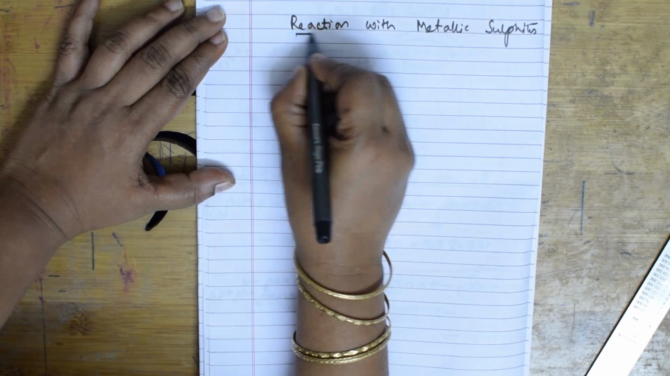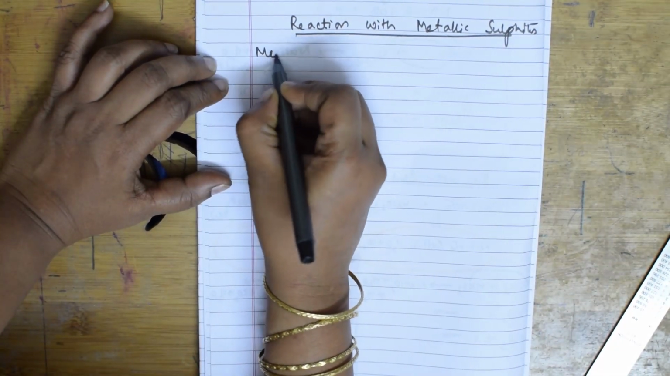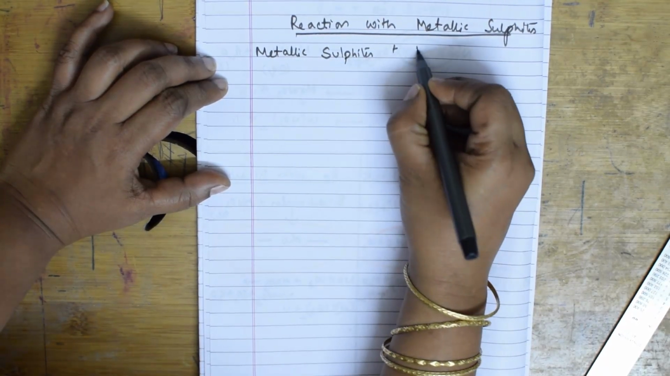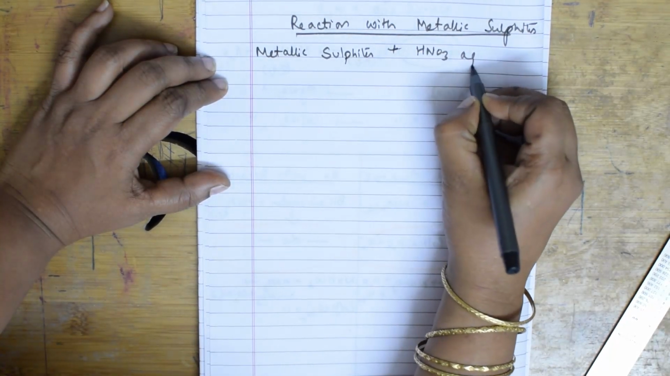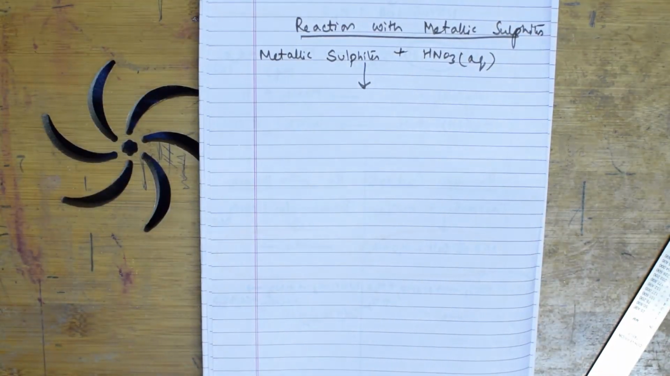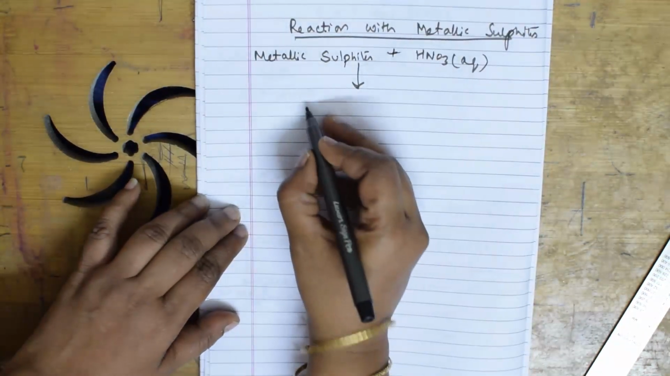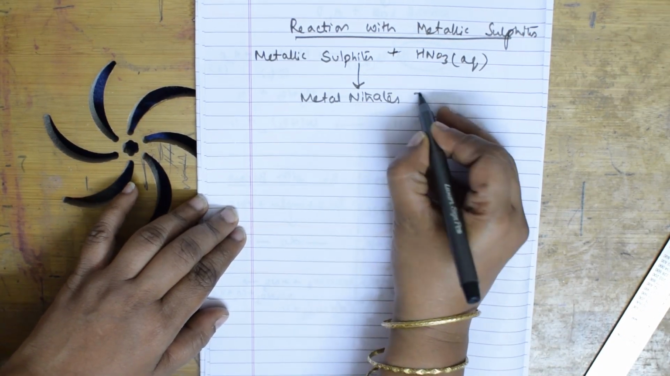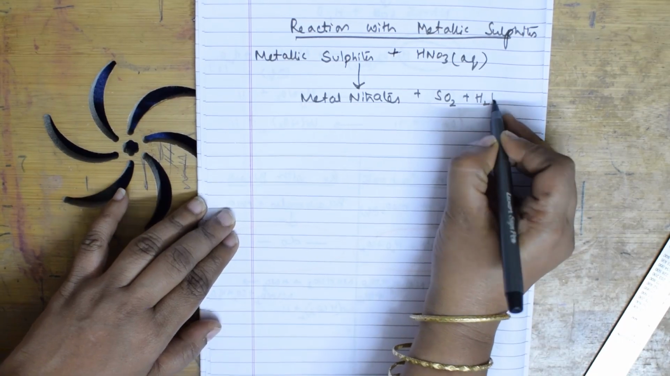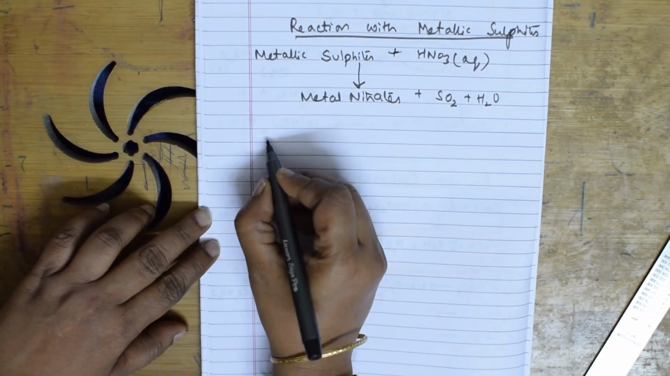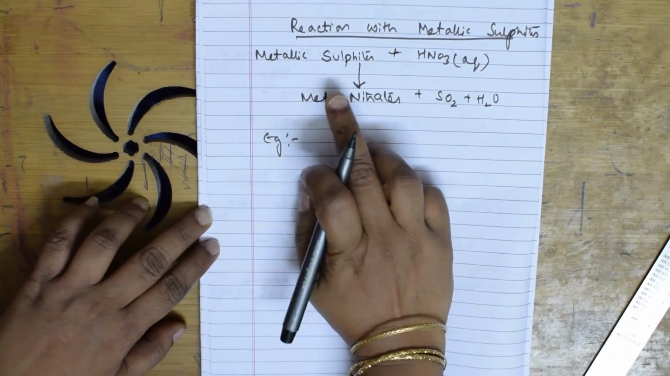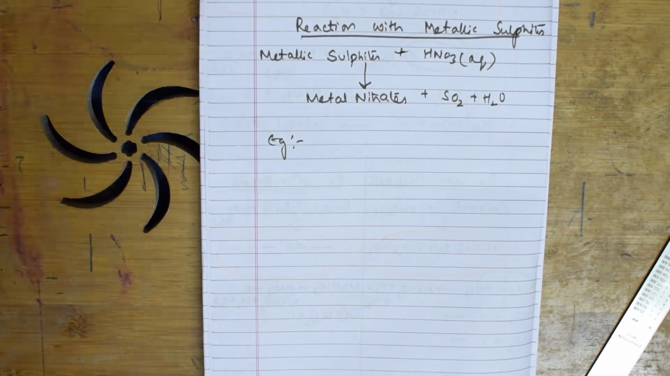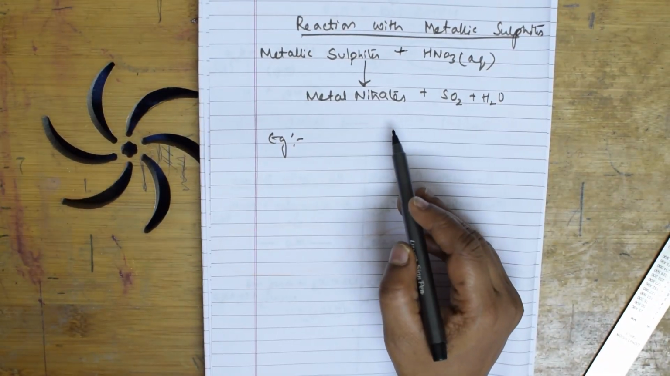Metallic sulfates. Right. So remember, whenever metallic sulfates react with nitric acid, what is the state of this? This is again aqueous. Means concentrated, you have to remember, it is always water, and the hydrogen is oxidized to water. What do you get? You'll be getting metal nitrates plus sulfur dioxide plus water. Remember this. If you're taking bicarbonates, you will get carbon dioxide plus water. Metal nitrate is same.